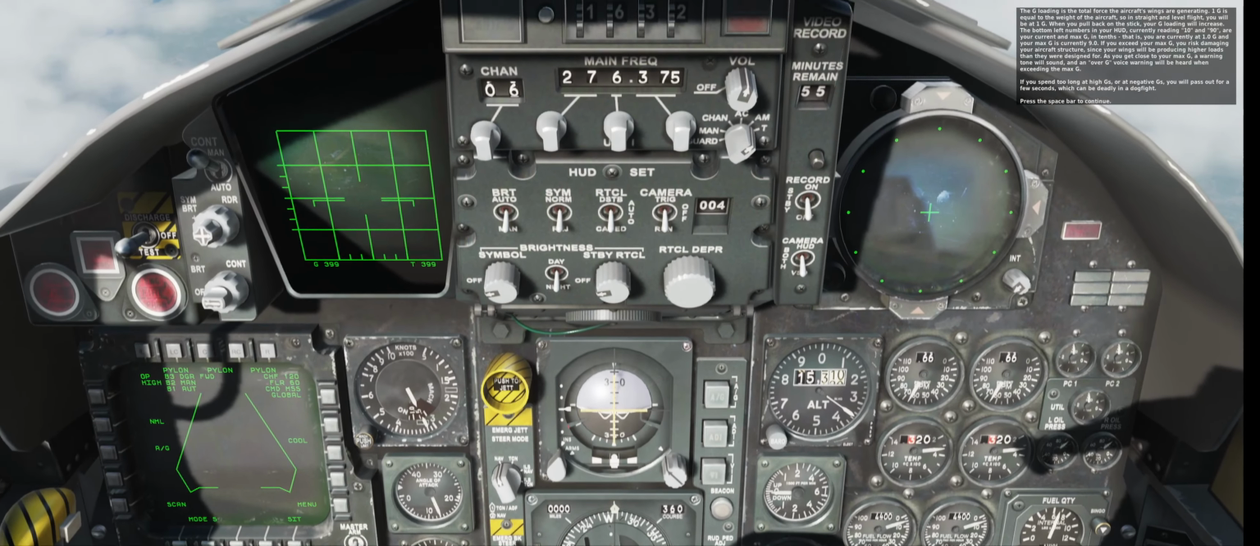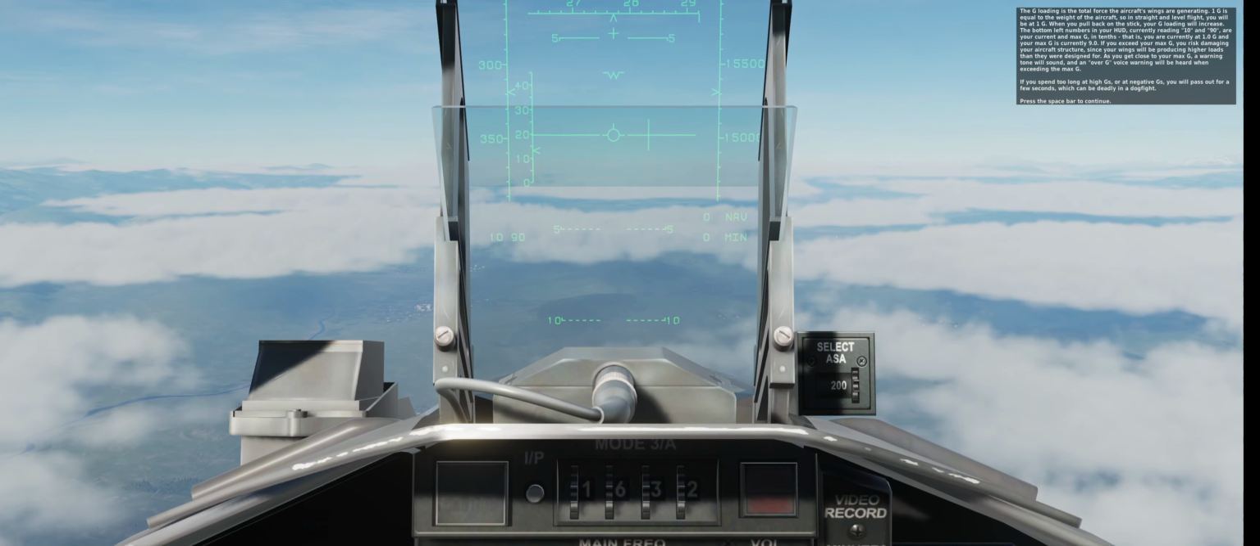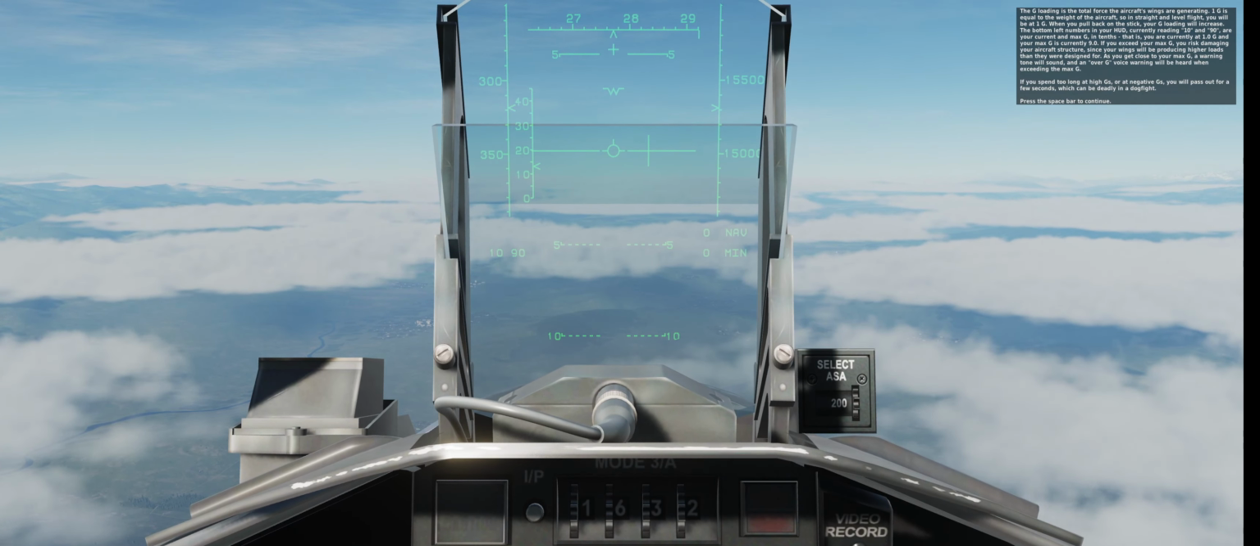If you exceed your max G, you risk damaging your aircraft structure since your wings will be producing higher loads than they were designed for. As you get close to your max G, a warning tone will sound, and an over G voice warning will be heard when exceeding the max G. If you spend too long at high Gs or at negative Gs, you will pass out for a few seconds, which can be deadly in a dogfight. Press the spacebar to continue.